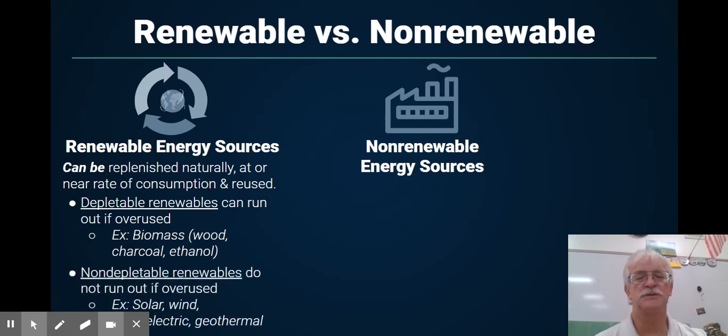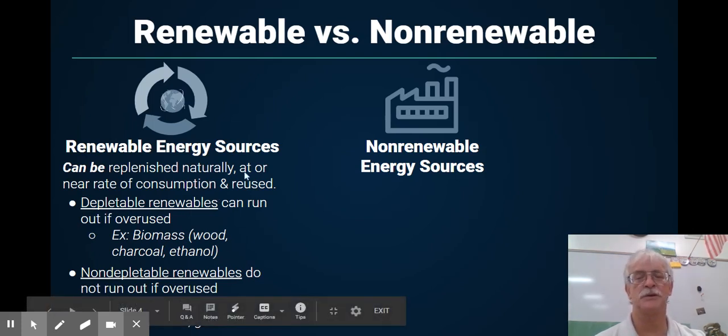Non-depletable ones would be like solar, wind, geothermal, and hydroelectric, where basically there's no way we're going to run out of the sun or run out of the wind, because that's dependent on the sun.